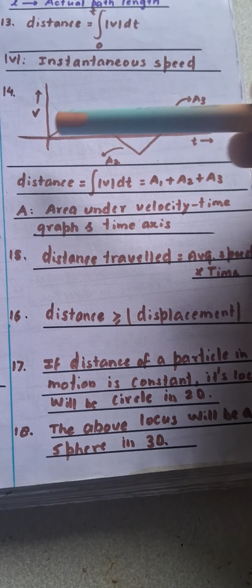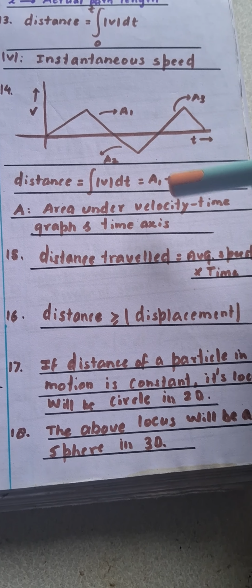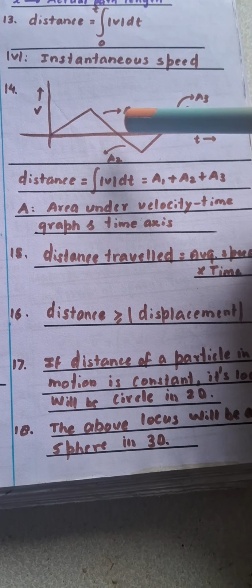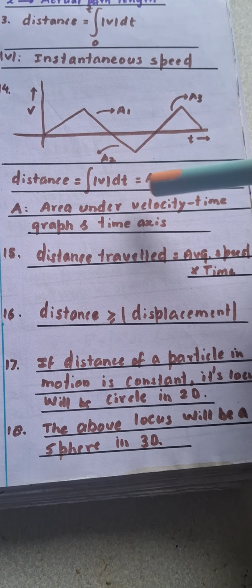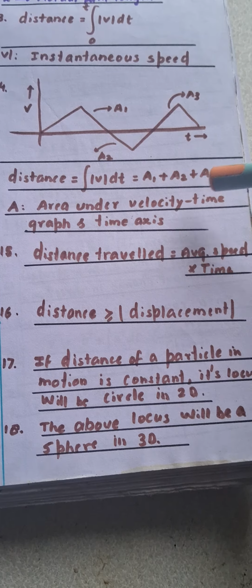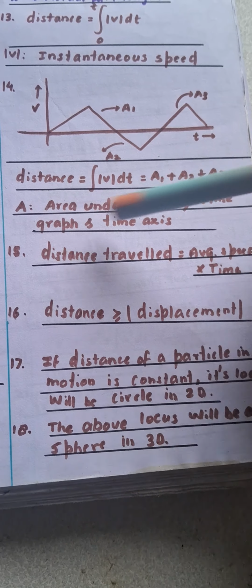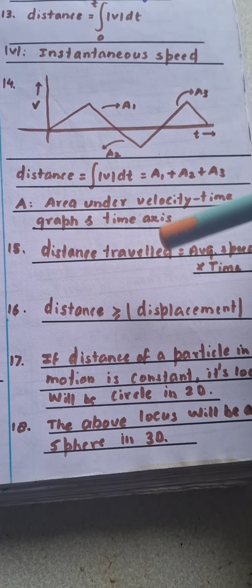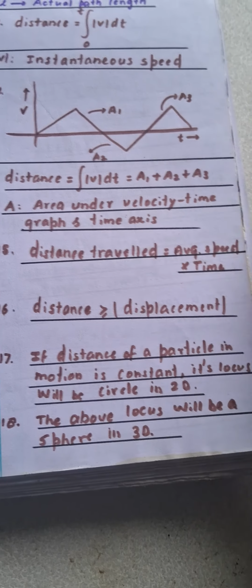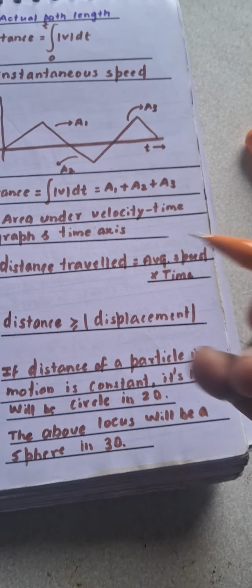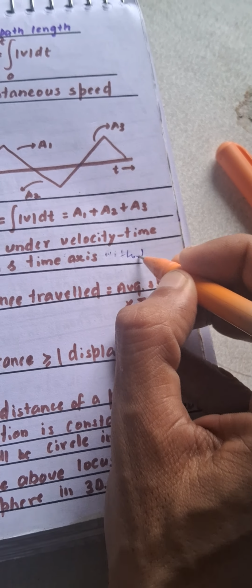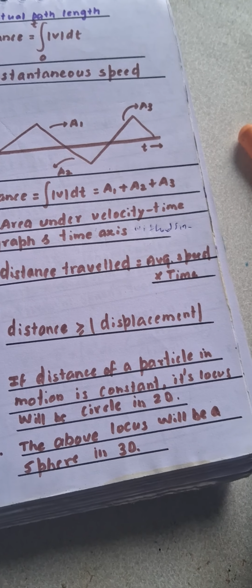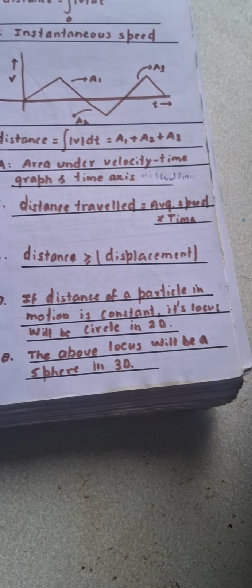Another way is through the graph. Suppose the velocity time graph of a particle is given and it has areas like a1, a2 and a3. So distance is either given by integral of mod v dt and it is also equal to a1 plus a2 plus a3, where a is the area under velocity time graph in time axis without sign. Here the concept is without sign. Without sign means you have to add all of them. So this is how we can find the distance.